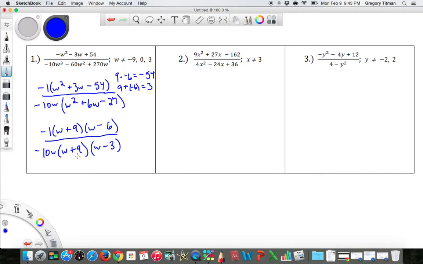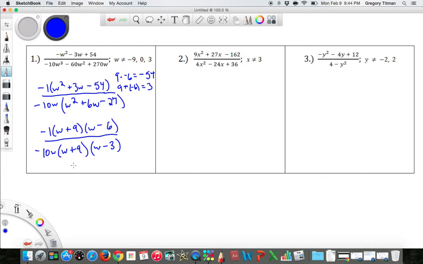It's a good idea to always, just real quickly, mentally FOIL this to make sure it does match. So w times w is w squared, w times -3 is -3w, 9 times w is 9w, and 9w minus 3w is 6w, and 9 times -3 is -27. So it's a good idea to do that so you're 100% sure.